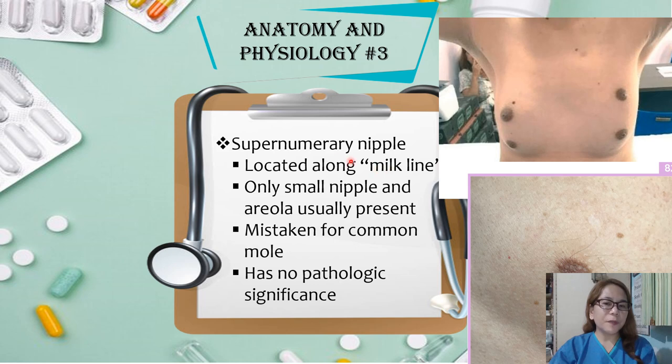Most supernumerary nipples do not cause symptoms or complications. Sometimes they are just small, like a mole, and sometimes you cannot detect that it's a supernumerary nipple. It is located along the milk line. Again, usually only a small nipple and areola are present, and as mentioned, it is mistaken for a common mole. It has no pathologic significance.